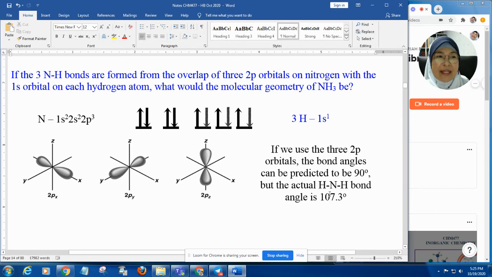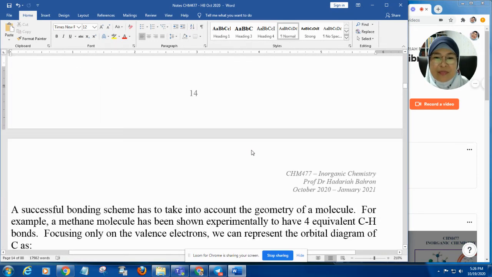However, this is not correct. This is actually wrong because the actual hydrogen-nitrogen-hydrogen bond angle is not 90, it is 107.3 degrees. So how are we going to explain this chemically? Because valence bond theory cannot predict the actual shape of the ammonia molecule.